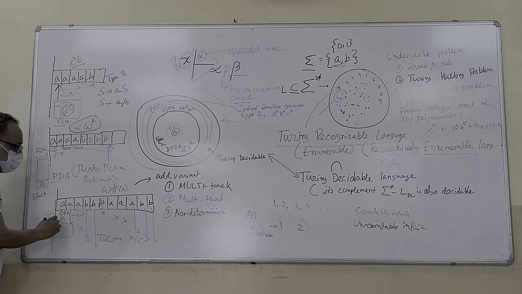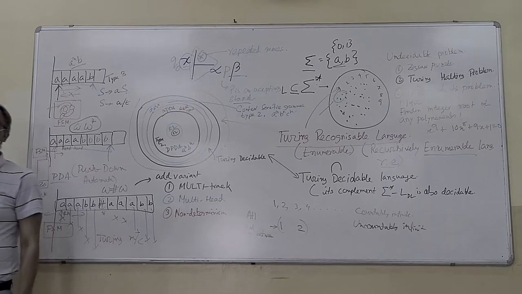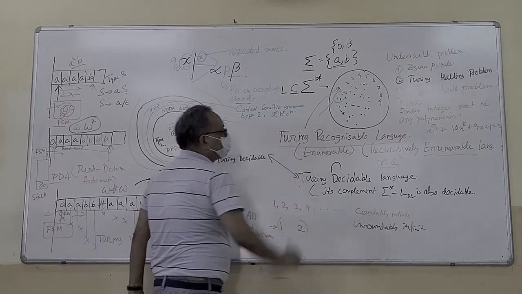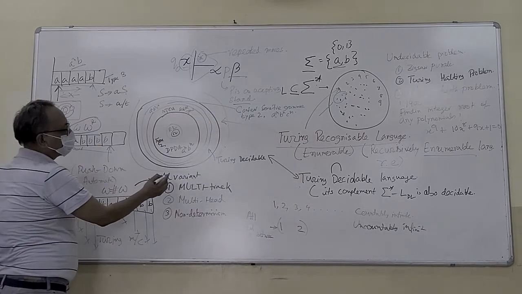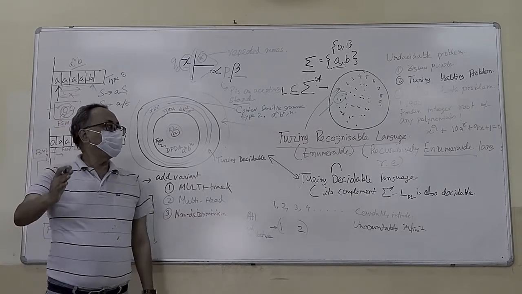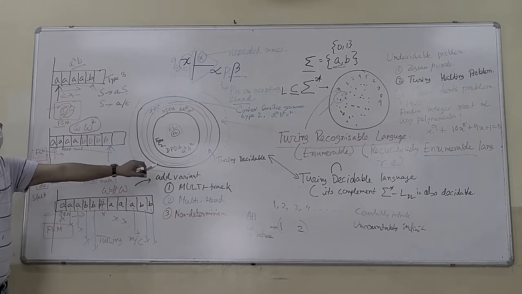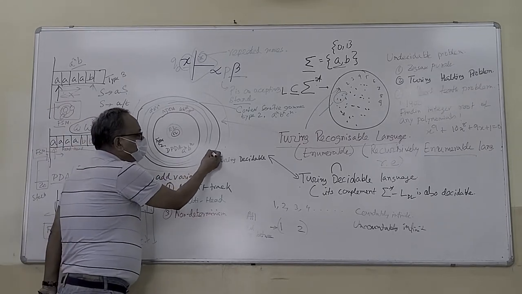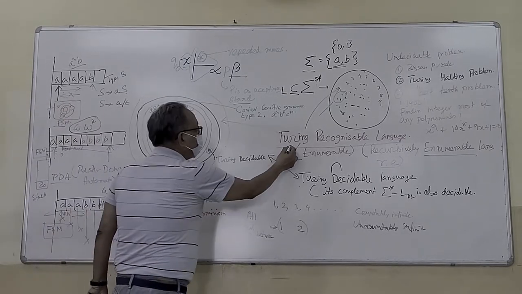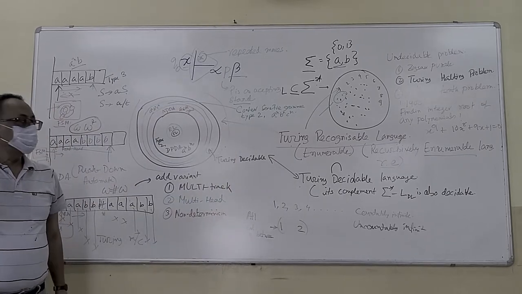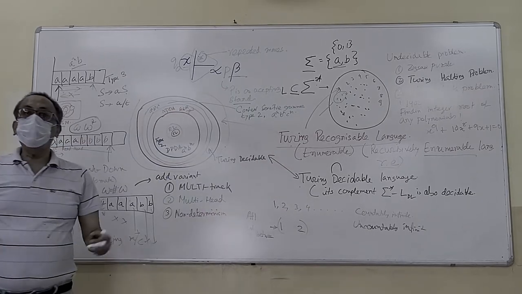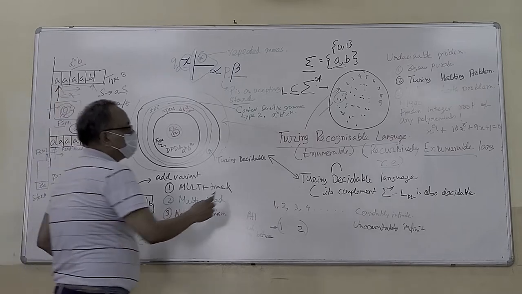But what I have shown you is the difference between Turing decidable language and Turing recognizable language. Turing decidable is a subset. Turing decidable means the language and its complement are also decidable. But for Turing recognizable, the language is accepted, but its complement may or may not be.